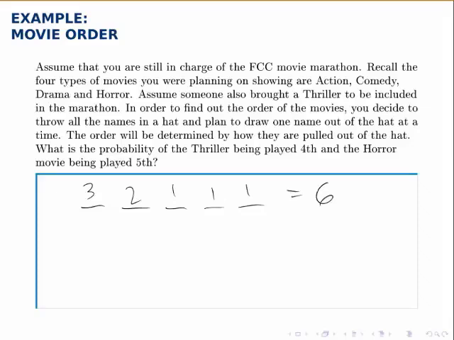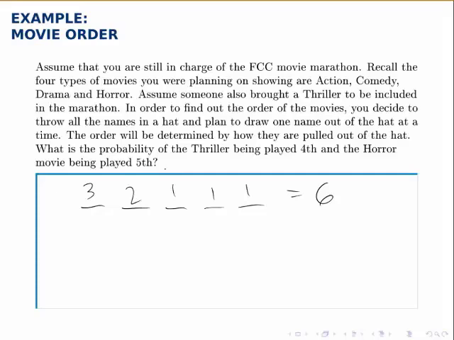The other way to do this is to use permutations. And the way to do that is to notice that if the thriller is fourth and the horror is fifth, the number of ways that that could happen is just the number of ways that we could order the first 3 movies. So there are 3 slots that we still have to fill, 3 movies to fill them, so 3P3, permutations where n is 3 and r is 3. And of course that turns out to be exactly 6 as well.